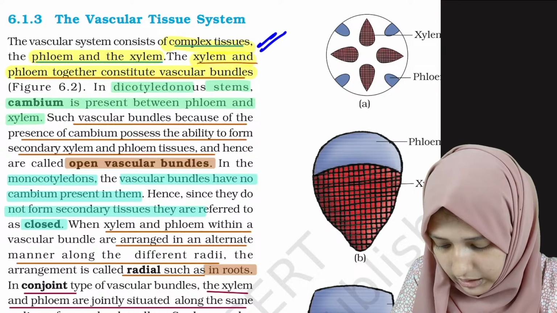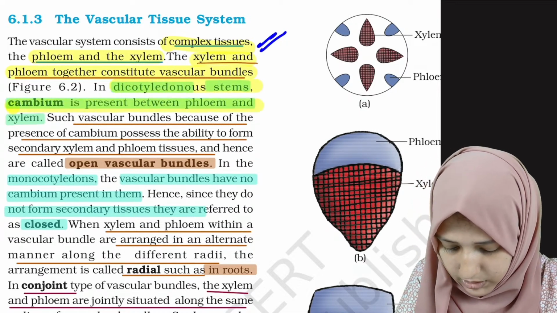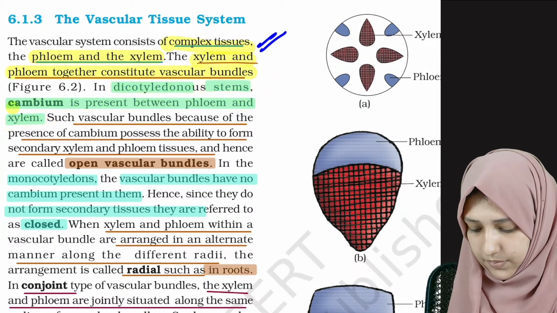In dicot stems there will be cambium. Cambium is present between phloem and xylem. So just remember this point.